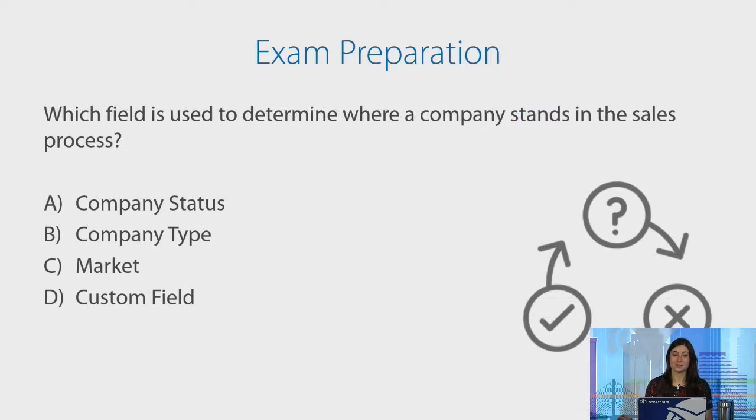Another exam prep question. Which field is used to determine where a company stands in the sales process? So not finance, but sales. Is this that company's status, company type, market, or would this be handled by a custom field? Give you guys a couple minutes to get your answers in there.